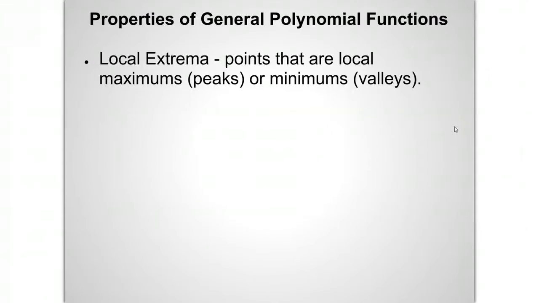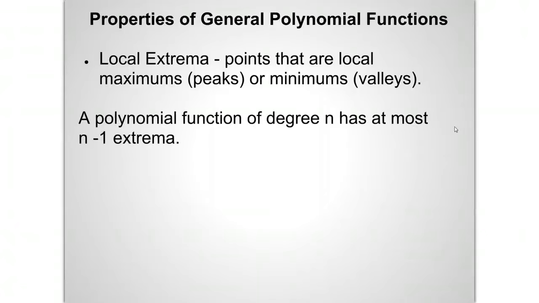And we move on to local extrema, which is actually the plural of extremum. A local extremum would be a max or min. These are points that are local maximums or peaks, or local minimums, which are valleys. A polynomial function of degree n will have at most n minus 1 extrema. That means that there'll always be at most one less than the degree of the polynomial number of peaks or valleys. At most, that many.